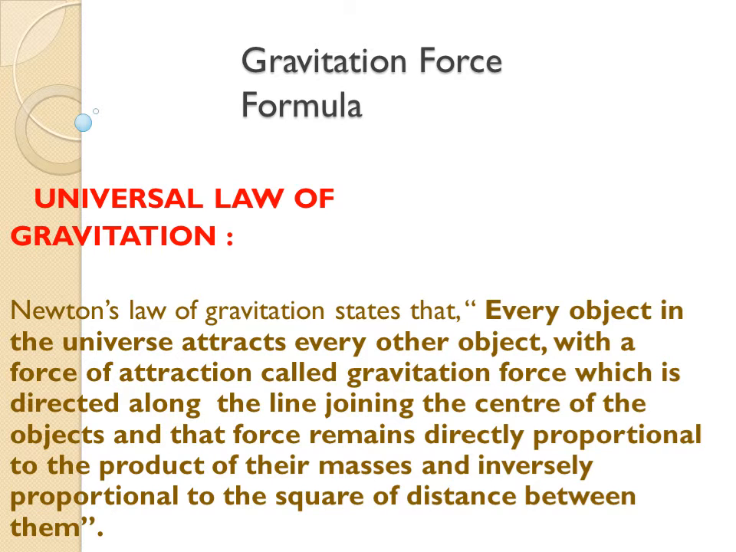The universal law of gravitation states that every object in the universe attracts every other object with a force of attraction called gravitational force, which is directed along the line joining the centers of the objects, and that force remains directly proportional to the product of their masses and inversely proportional to the square of the distance between them.